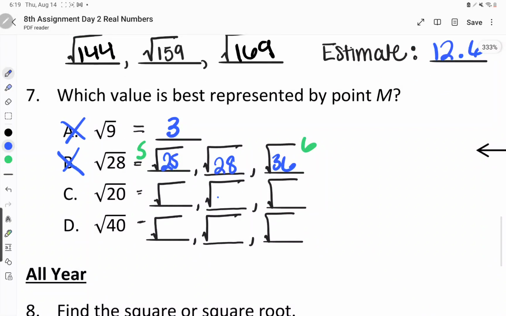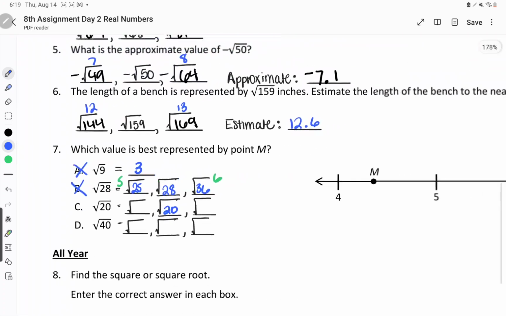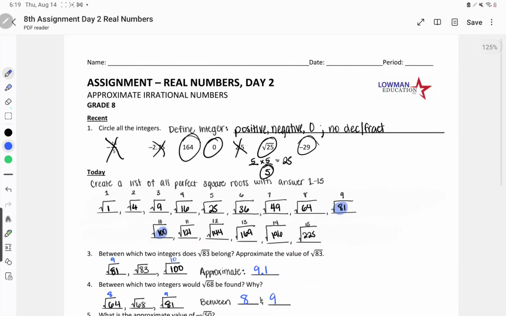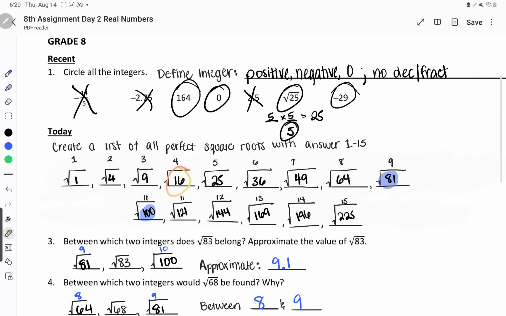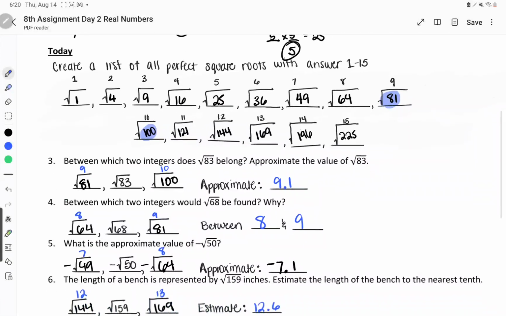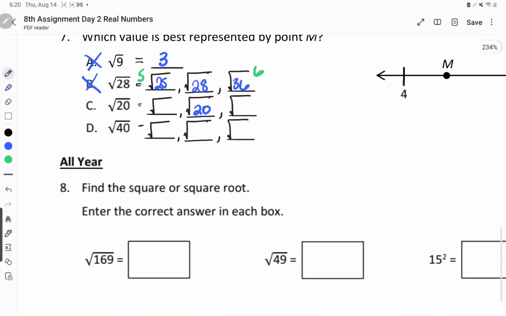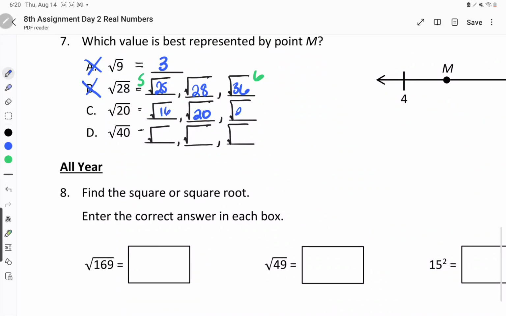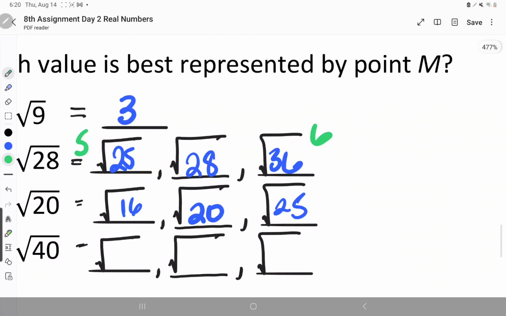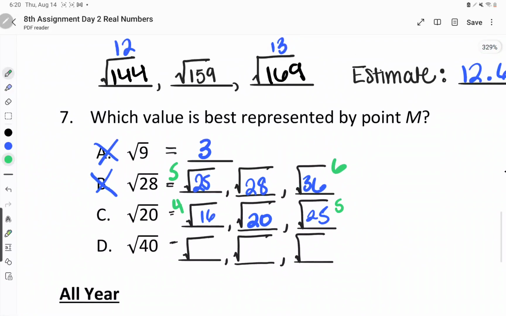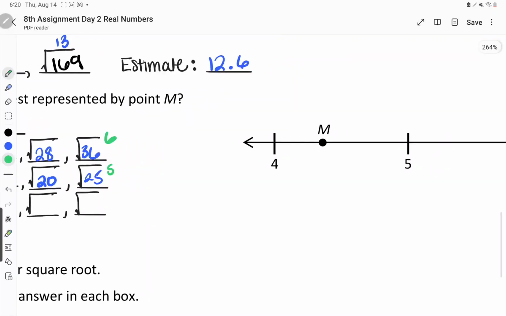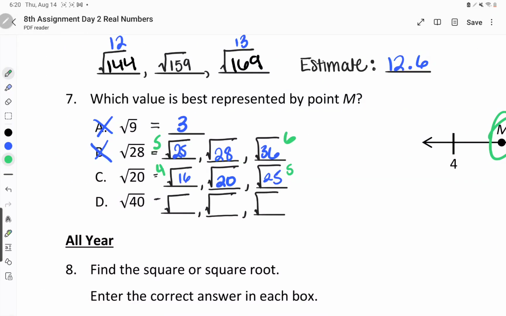Then we have the square root of 20, which is going to go right there. We're going to look up here. The square root of 20 would fall in between 16 and 25. Well, the square root of 16 is 4, and the square root of 25 is 5. So the square root of 20 would fall between 4 and 5. Okay, well, that's kind of perfect. That's right there, right? So I'm thinking C is probably going to be my answer, but let's check our last one.